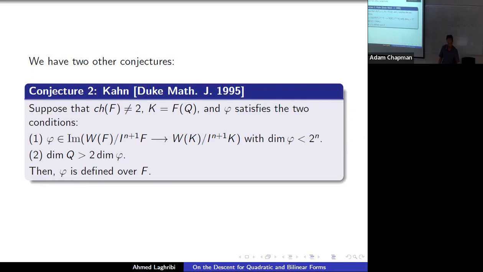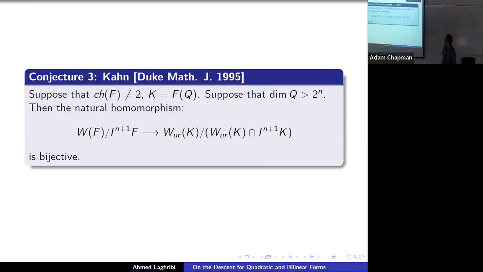And the conjecture in this case predicts that phi is defined over F. Okay? This condition, what does it mean? This condition means that you have the following. There exists a quadratic form psi over F, such that phi belongs to I^(n+k), something like that.